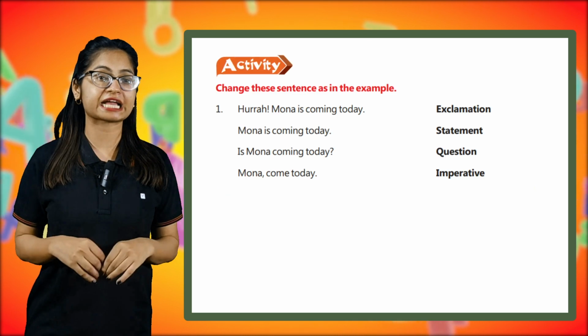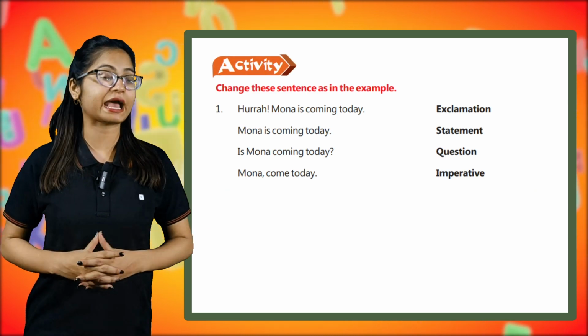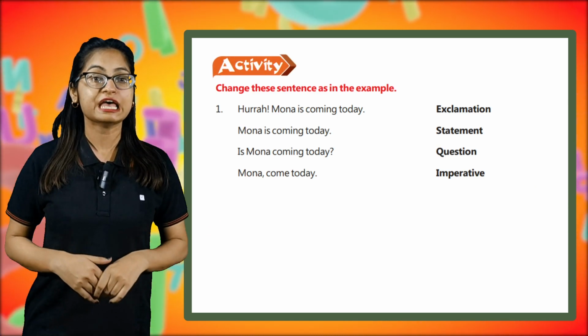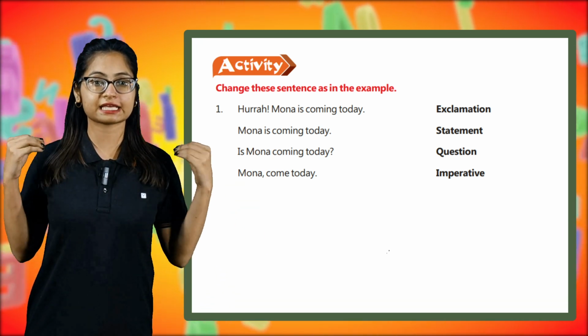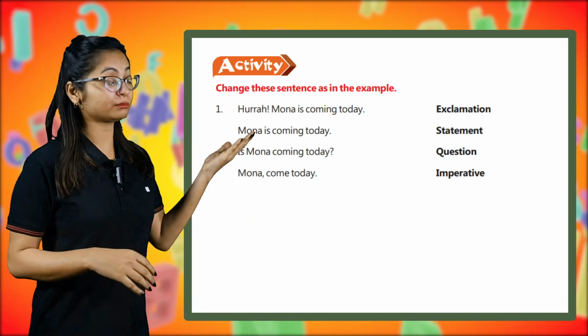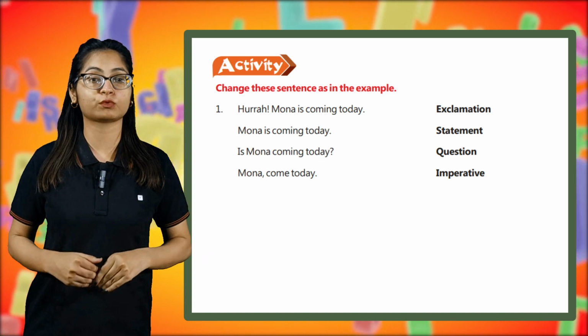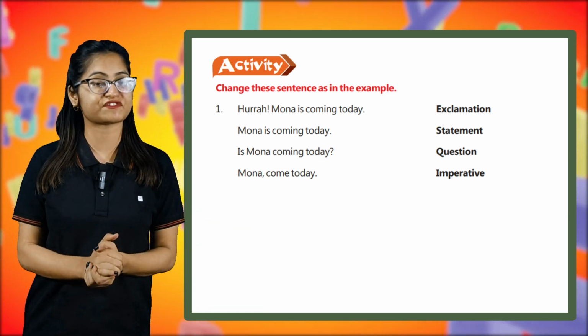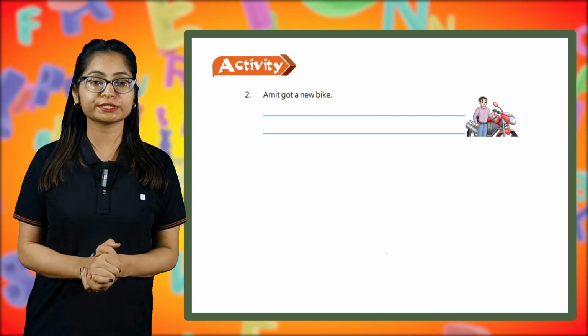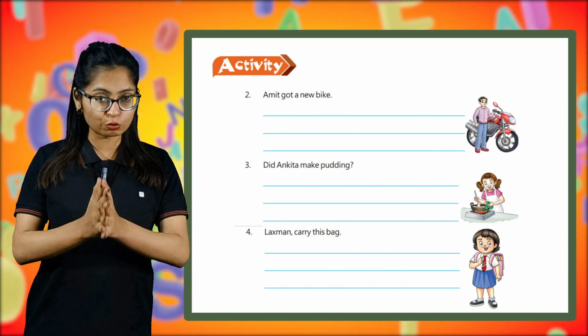We have an exciting activity. So let me explain, and you have to do this by yourself. Change this sentence as in the example. Jaisa example mein likh raha hai, waisa hi aapko in sentences ko change karna hai. It's very obvious. So students, that has to be done by you only.